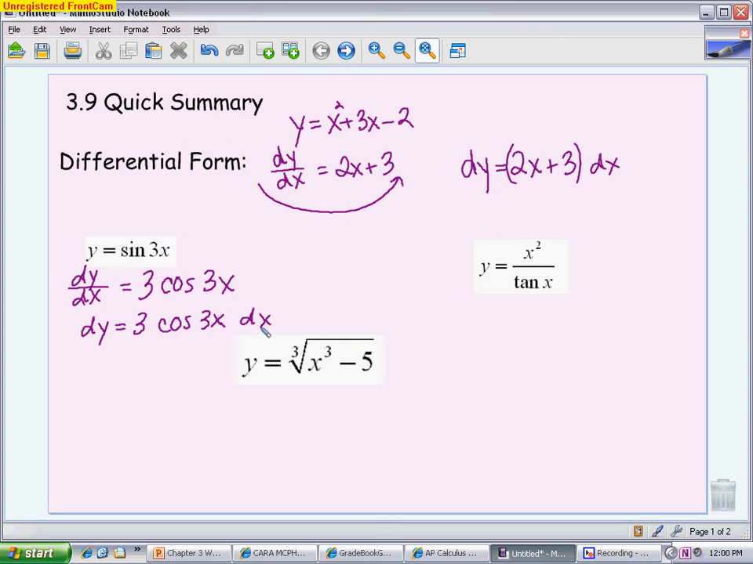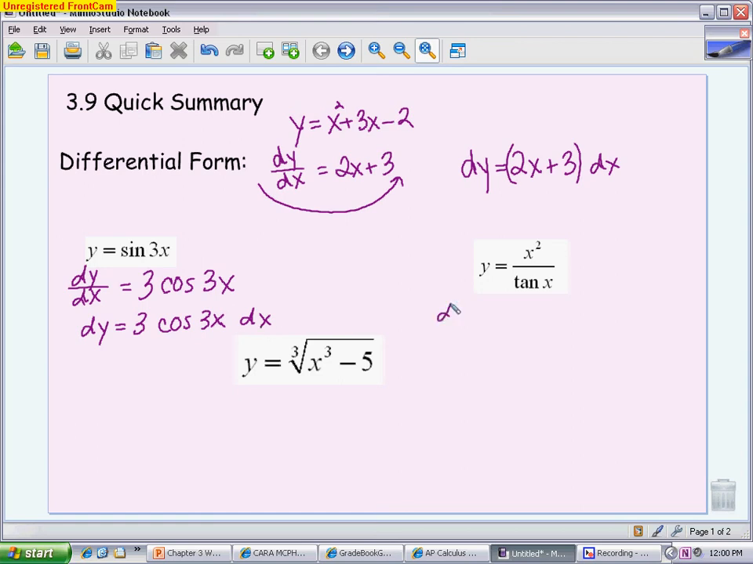For the second one, the x squared over tangent x, hopefully you look at this and think, okay, I really need to do a quotient rule. If you really wanted to, you could rewrite that, put the tangent up top, write it as cotangent, and do a product rule. I'm going to keep it with the quotient rule for practice, but if you wanted to do a different way, you could.